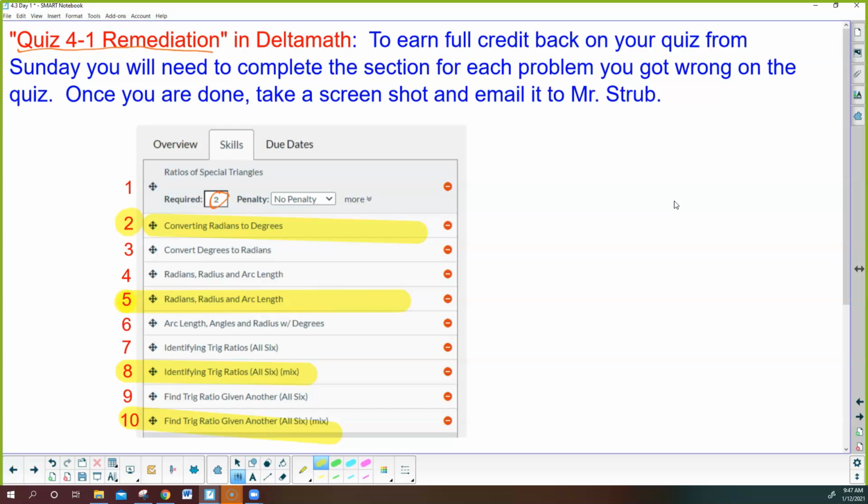All right, so we are using some of these skills that we just took the quiz on today. And we're going to keep building your knowledge on almost all of this. We aren't going to do a lot with arc length today, but all the other things are fair game.